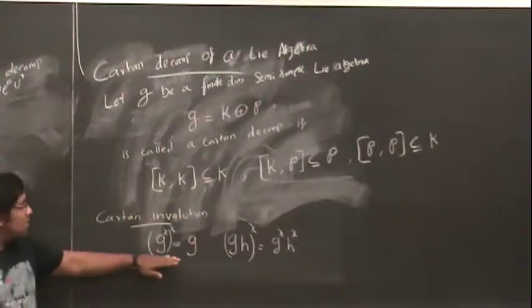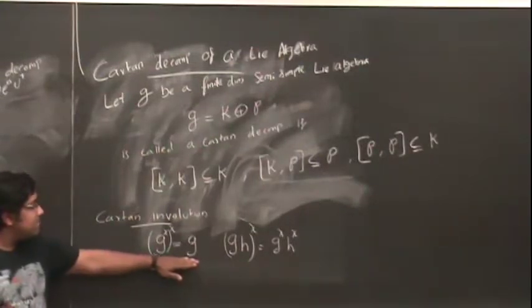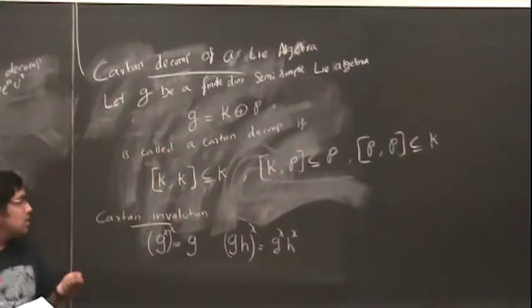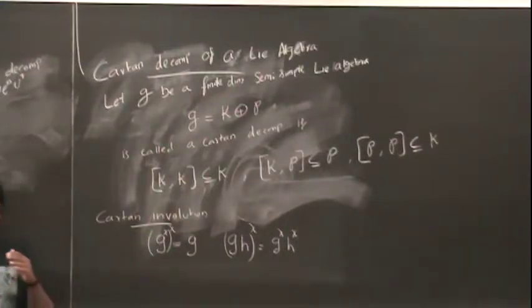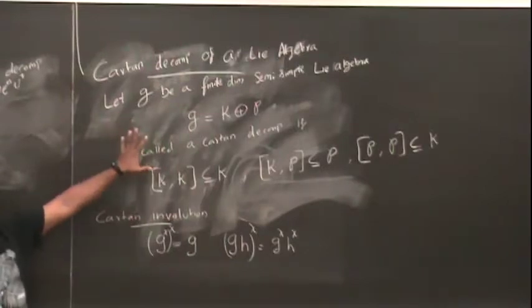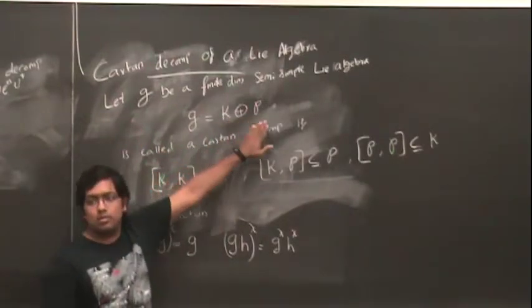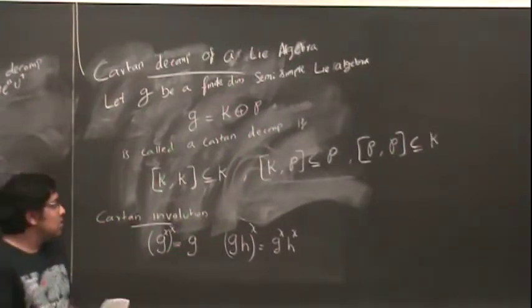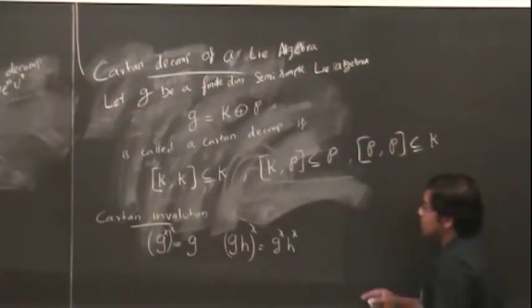Now, you can think of it as a function that, applied twice, gives back the same thing. So such functions can have plus or minus eigenvalues, because theta square is equal to 1. So you can have plus or minus eigenvalues, and these k and p, if they are a Cartan decomposition, are precisely the +1 eigenspace and the -1 eigenspace of such a Cartan involution. So what does that mean?